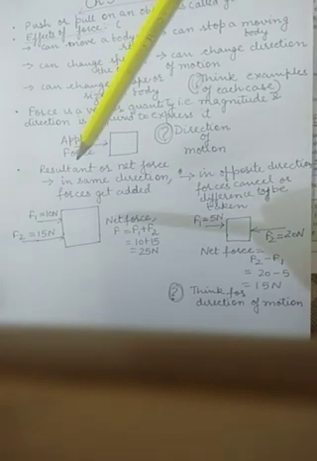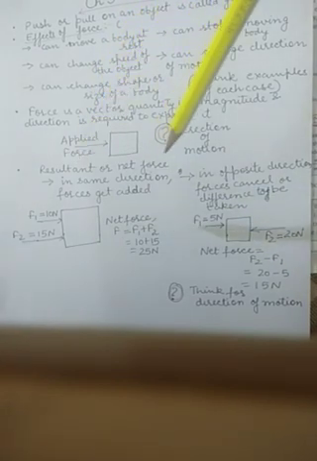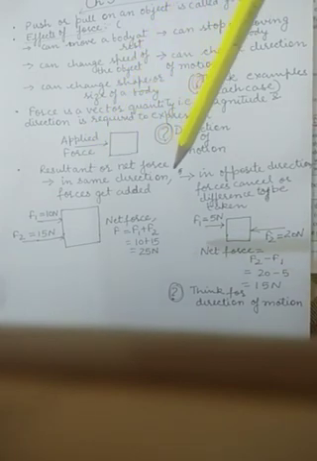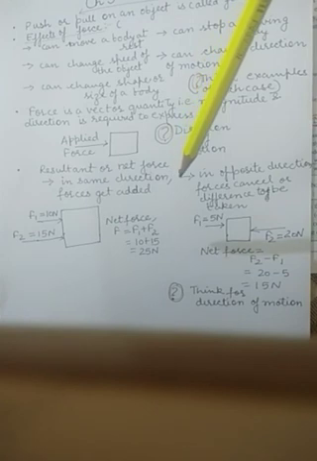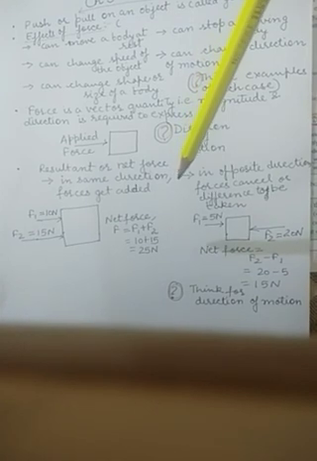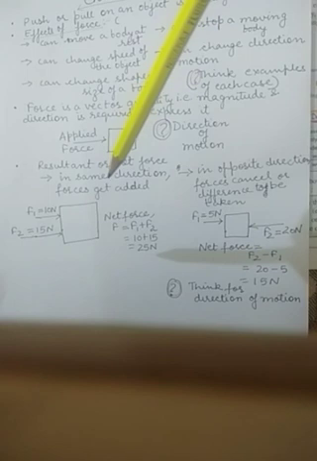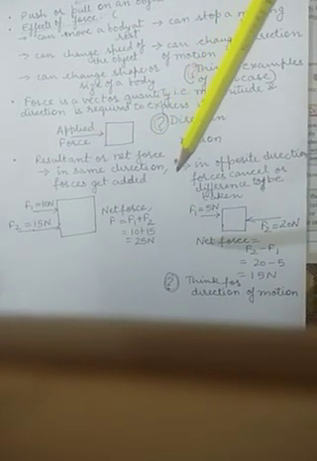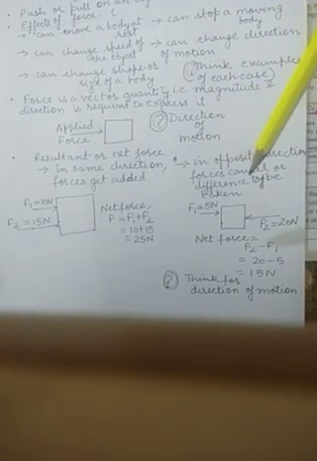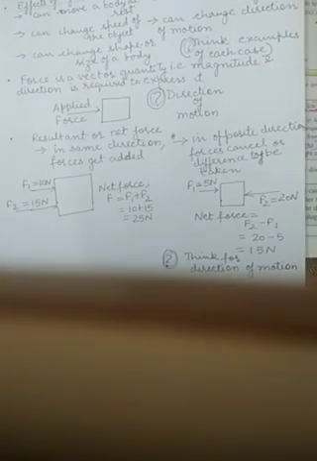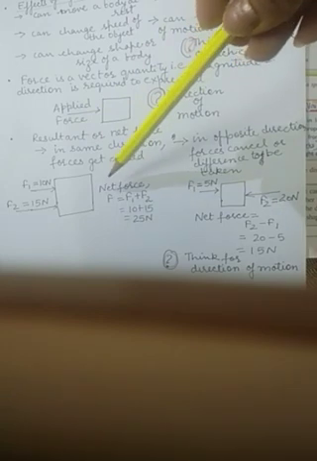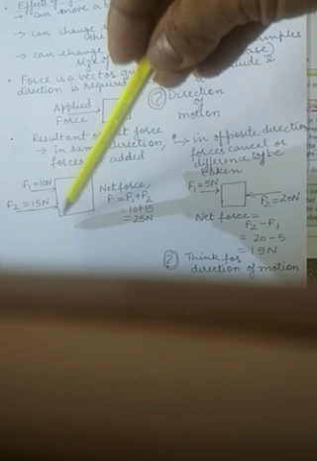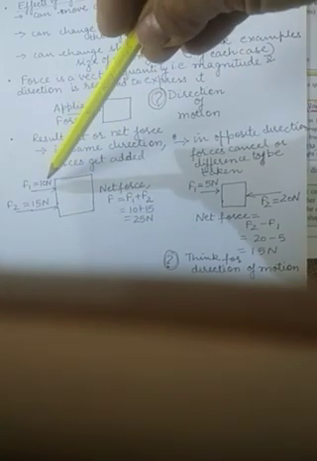Now another important point is the resultant or the net force. The word resultant or net force we use when there are many forces acting on the body. Now when many forces are acting on the body, they might act in the same direction or they can act in different directions. Now look at the example here. There is a box on which two forces are acting. Force 1, that is 10 Newton.